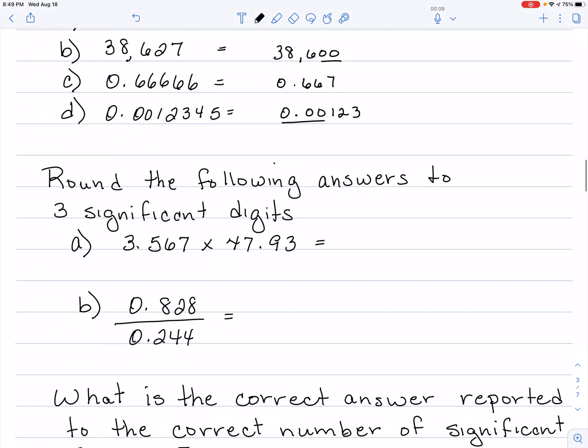Now in the next one, you're asked to do this multiplication and then give your answer in 3 significant digits. So when you plug this into your calculator and then put it in 3 significant digits, you should get an answer of 171. When you do the division, your answer rounded to 3 significant digits will be 3.39.